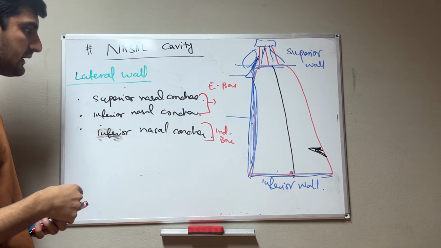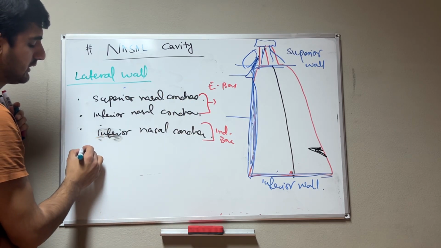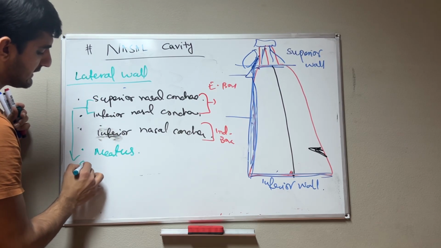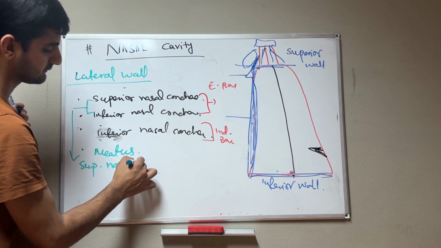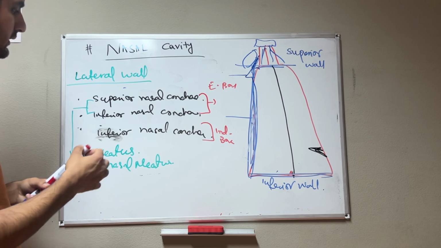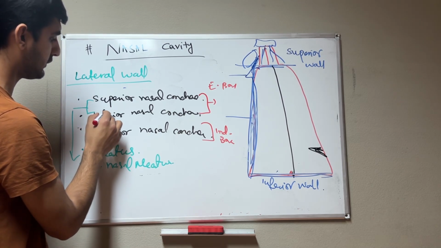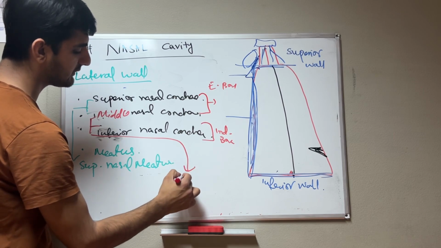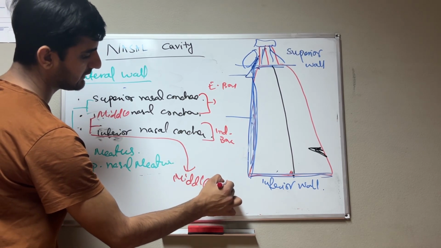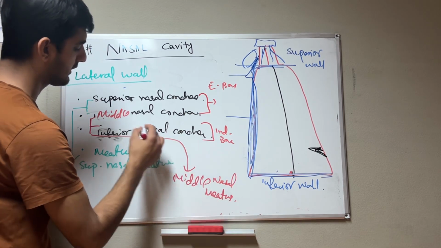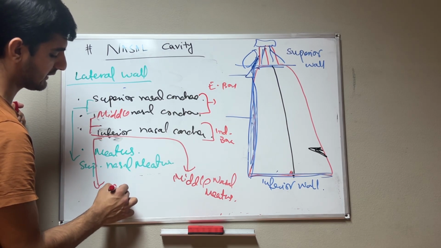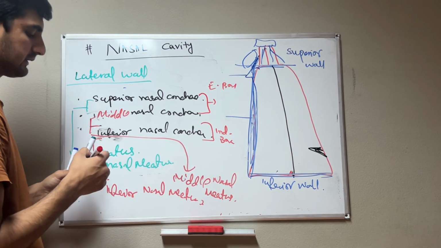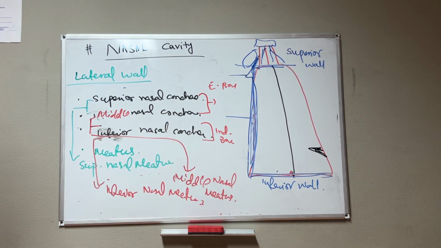Between the concha we have meatus. Between superior and middle we have the superior nasal meatus. Between middle and inferior we have the middle nasal meatus, and below the inferior concha we have the inferior nasal meatus. These are the three concha and meatus which take part in the lateral wall of the nasal cavity.